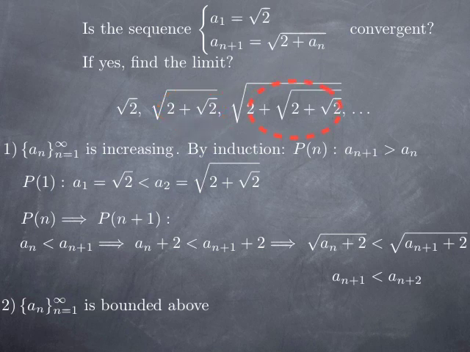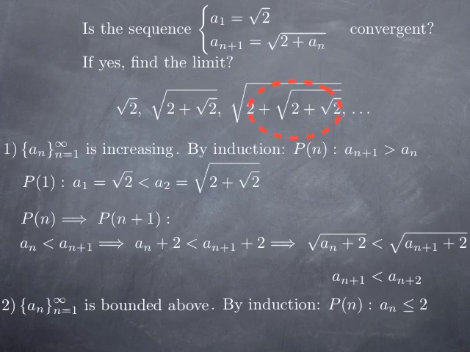And similarly, if root of 2 plus root 2 is less than 2, then when I add to 2 I get something less than 4. When I plug in the square root I get again something less than 2. So it looks like an induction argument should show that this sequence is bounded above by 2. So let's try to show that properly by induction, defining the property as a_n less than or equal to 2, and we want to show that it's true for all n.